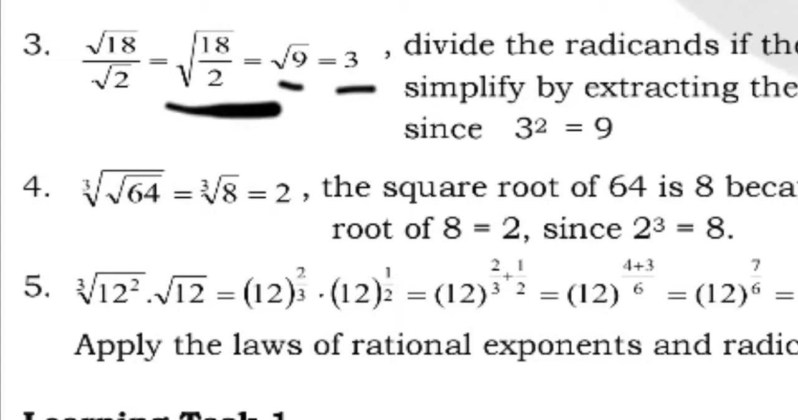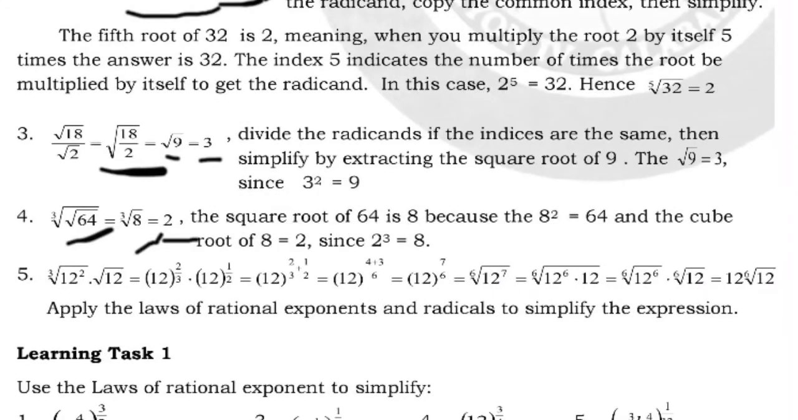Number 4, cube root of square root of 64. So square root of 64 is 8 in here. So we can have the expression as cube root of 8. Then cube root of 8 is 2. 2 times 2 times 2 is 8.